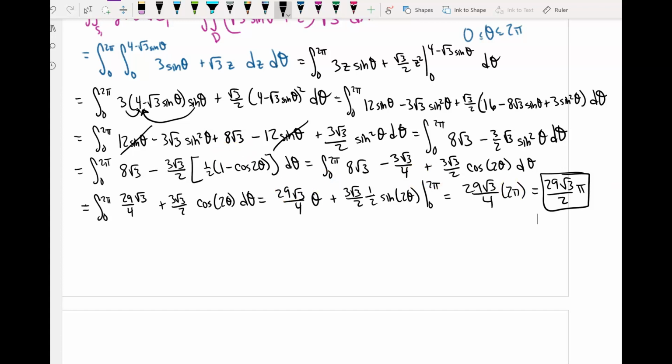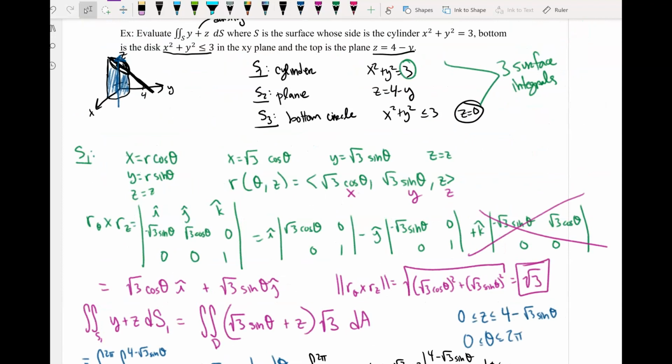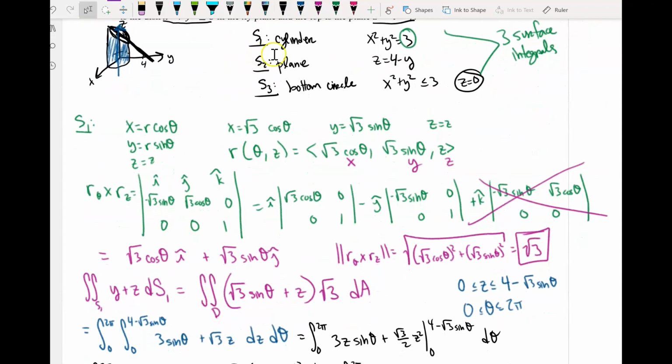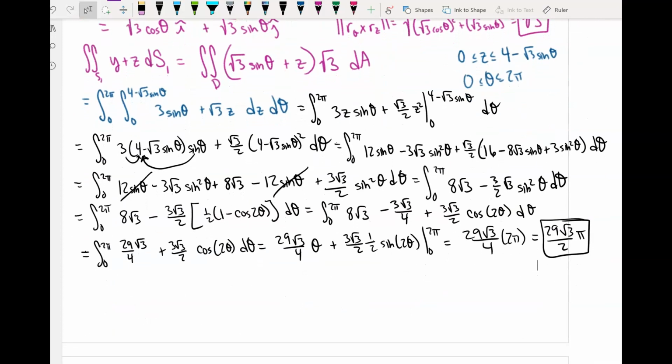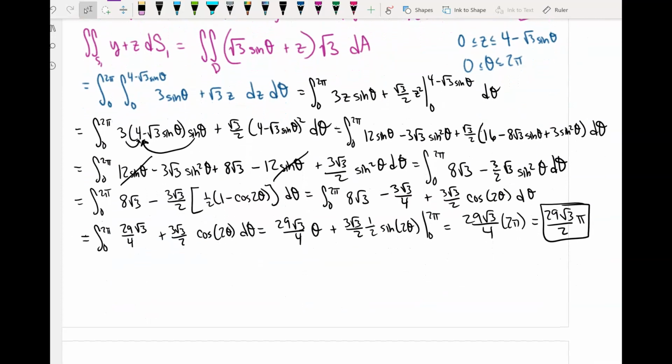So this one was the most horrific one. The other ones are a little bit easier. Okay, so now let's do the plane. So the entire mass on the cylinder, S1, is going to be this 29 square root of 3 over 2 pi. All right, now let's go ahead and figure out our next one, which is going to be our plane.